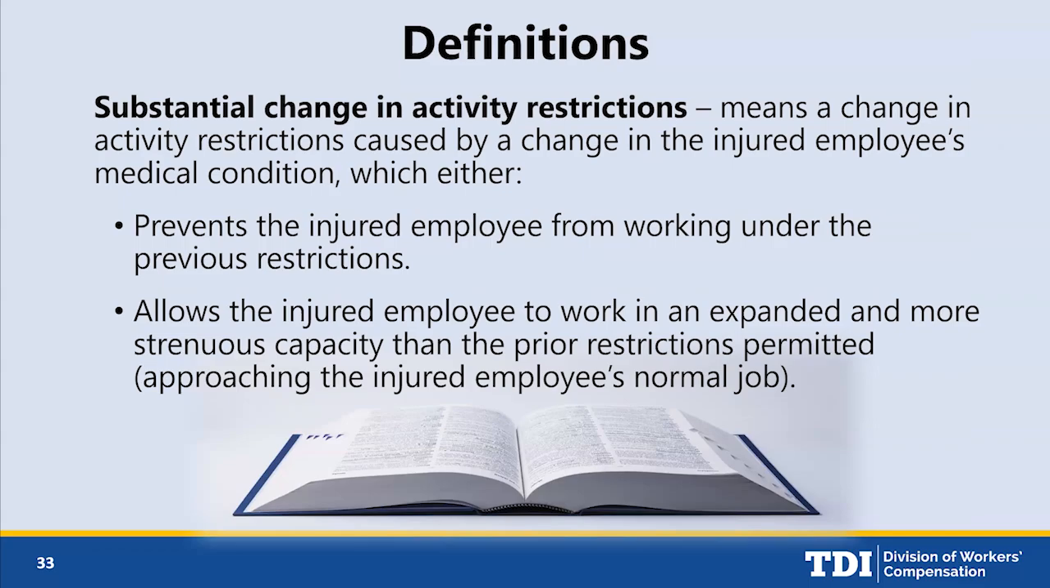Another definition is substantial change in activity restrictions means that from the last 73, maybe they were only able to lift 10 pounds and now they can lift 20 pounds. So it prevents them from working, or maybe they got worse from the last 73. For example, maybe their arm wound opened back up and they can't reach now. So anything that changes with the activities that they're able to do, either they have more restrictions or less restrictions, maybe they have an expanded ability to function, then you're going to want to complete another 73. So that's a substantial change in activity restrictions that justifies and requires another 73.